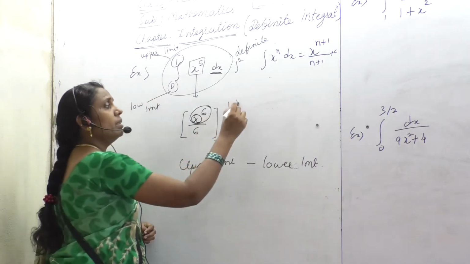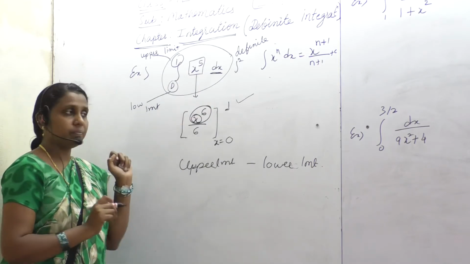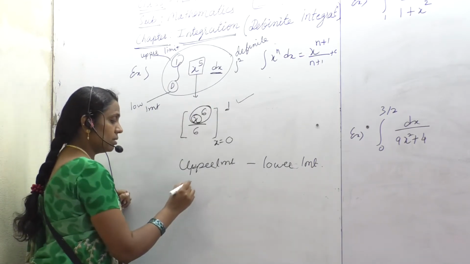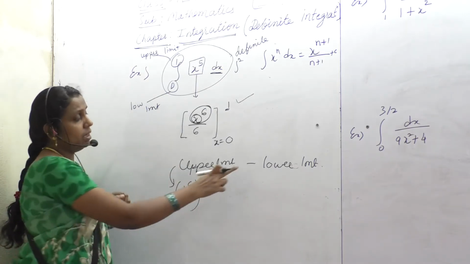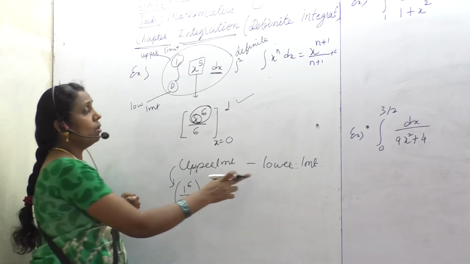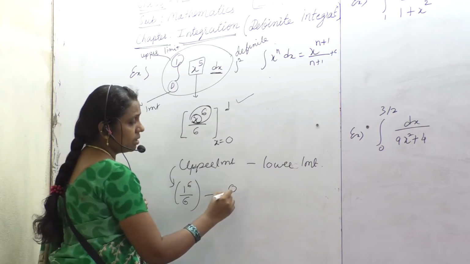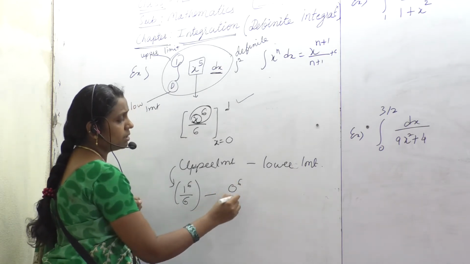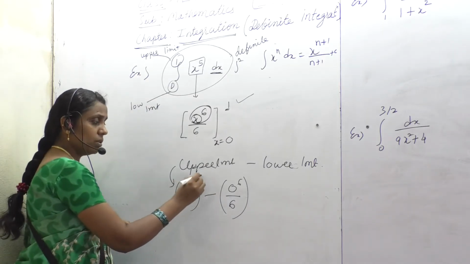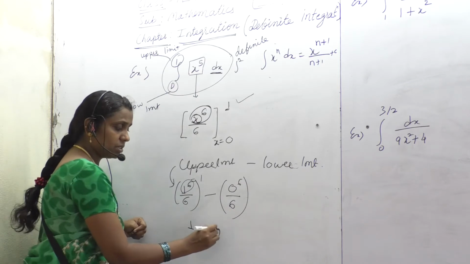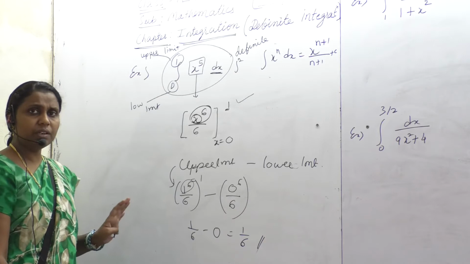Okay, what is the upper limit? Wherever x exists, you have to replace it by 1. So 1 raised to 6 divided by 6, this is our upper limit. In between, a minus sign. For the lower limit, in place of x you have to put 0. 0 raised to 6 by 6, 0 by anything will be 0. 1 raised to 6 is equal to 1. 1 by 6 minus 0 is equal to 1 by 6, that is the answer. Got it? Let me repeat.